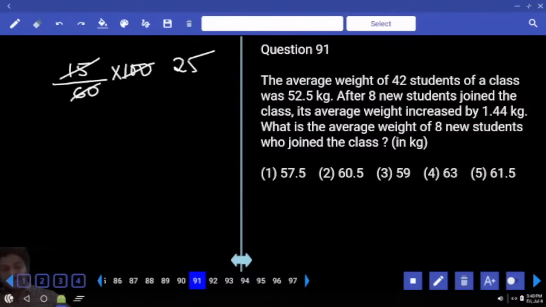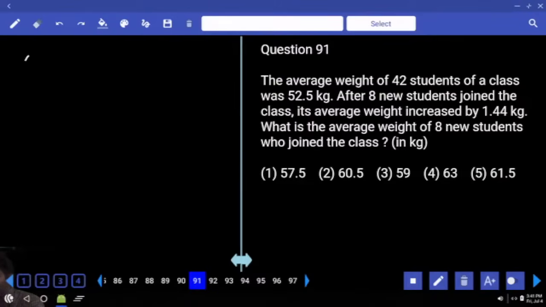Done? The average weight of 42 students of a class was 52.5. After 8 new students joined the class, its average weight increased by 1.44 kg. What is the average weight of the 8 new students who joined the class? We are trying to calculate the average of 8 new students. Already 42 students are there and their average is 52.5. I am starting with the average of these 8 new students also as 52.5, the equality concept.